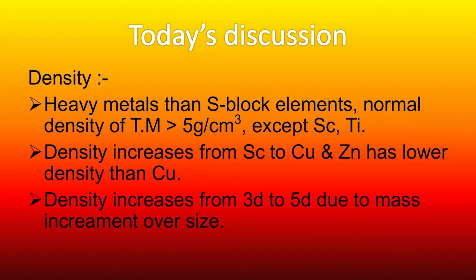Density means mass by volume. On moving from scandium to zinc, the variation of size is not as much as we are expecting. Size does not vary as much, but mass increases. Since density equals mass by volume, the increase in mass dominates over size. So density gradually increases from scandium to copper. But in the case of zinc, size dominates over mass, so the density of zinc is lower than copper. This is the only difference.